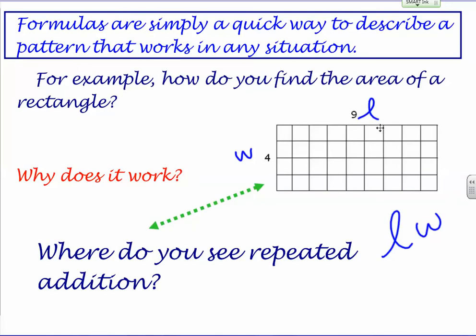And then we just talked about why length times width works as a formula for the area of a rectangle. And I said, where do you see the repeated addition? And a lot of you saw right away, I've got 9 groups of 4. So adding 4 to itself 9 times is the same thing as multiplying 9 times 4. And I also have 4 rows of 9 squares. So 4 times 9 is also 36. So because rectangles always have the same number of squares in each column and the same number of squares in each row, you can just multiply length times width, and that's a formula.